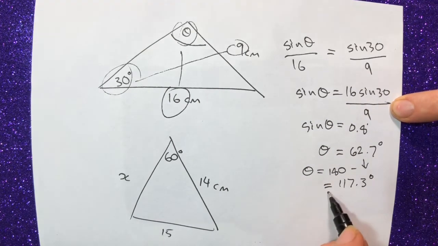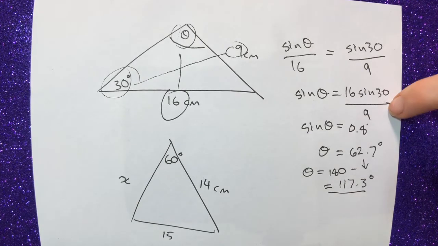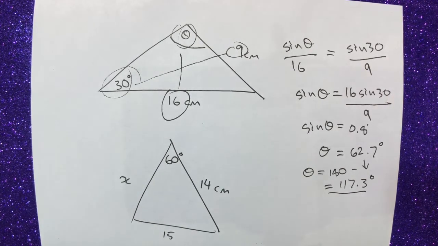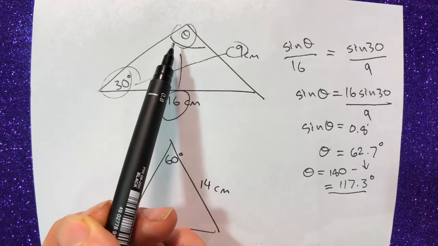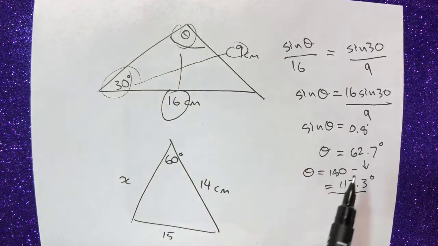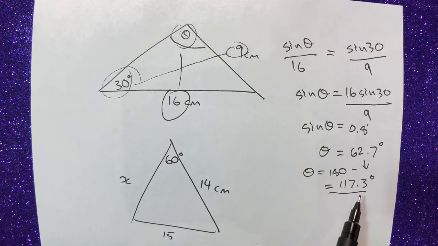117.3. Now there's a full explanation of that coming in when we deal with obtuse angles or angles greater than 90 degrees, because there's a whole another realm of maths to explain why that is. But for now you need to know that if your angle is obtuse and you've got a sine rule question, sometimes you actually have to flip it to the opposite, 180 minus the one you had.